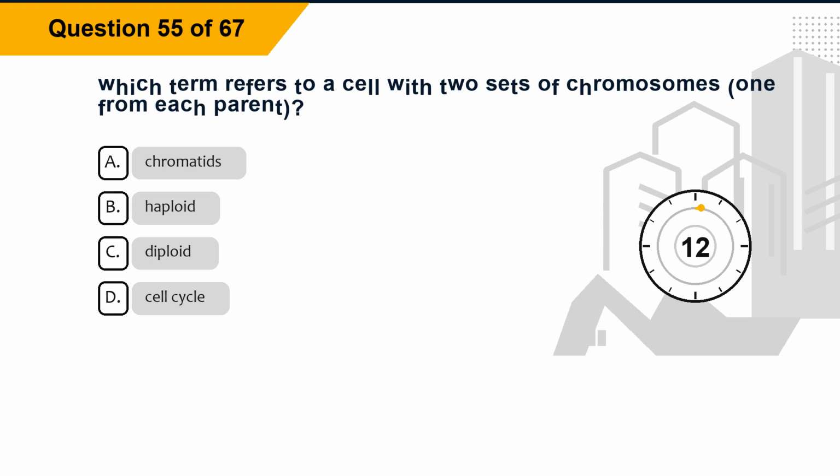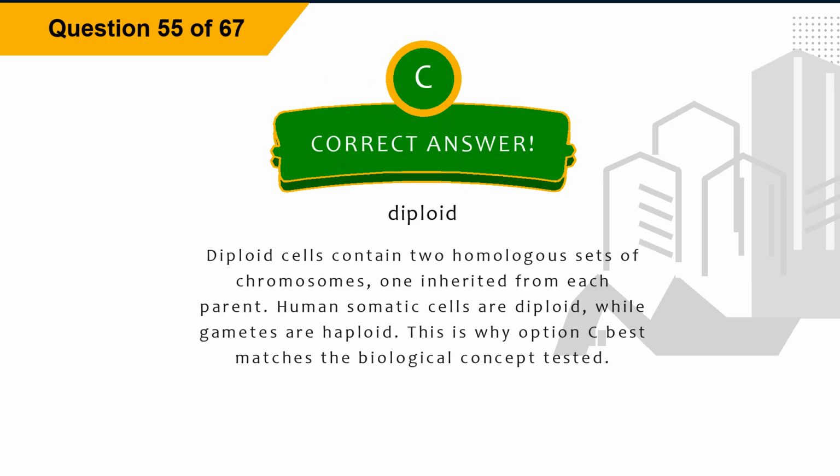Question 55. Which term refers to a cell with 2 sets of chromosomes, one from each parent? Option A, chromatids. Option B, haploid. Option C, diploid. Option D, cell cycle. The correct answer is option C, diploid. Explanation. Diploid cells contain two homologous sets of chromosomes, one inherited from each parent. Human somatic cells are diploid, while gametes are haploid. This is why option C best matches the biological concept tested.